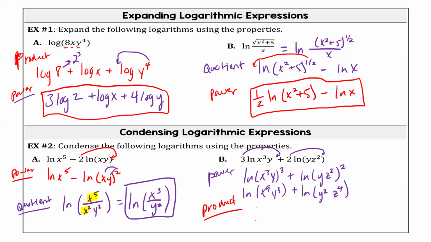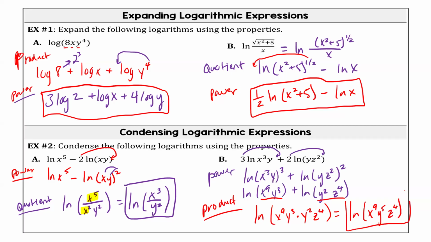So combining them, it's natural log, and it's the product. So that means I'm taking this argument and multiplying it times that argument. So we have x to the ninth, y to the third, times y squared, z to the fourth. And I'm going to clean this up because that is not simplified. y to the third times y squared is y to the fifth, z to the fourth. And there you go.